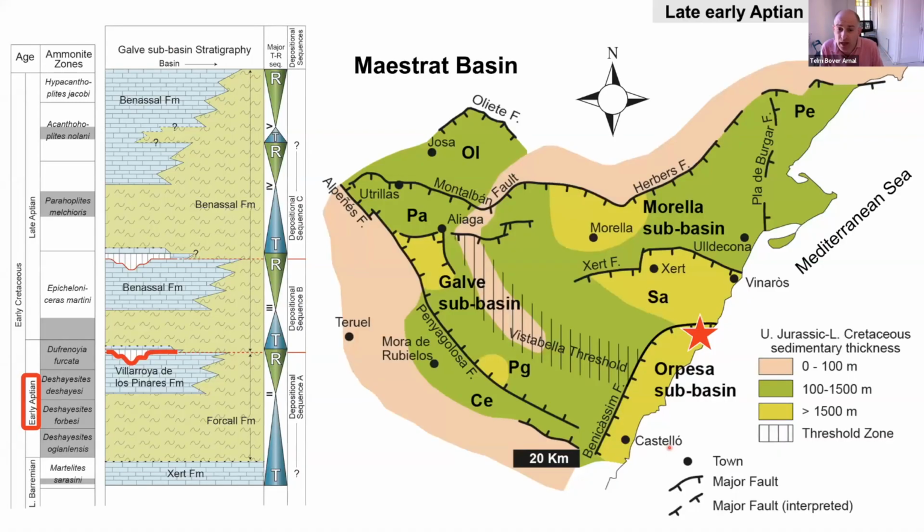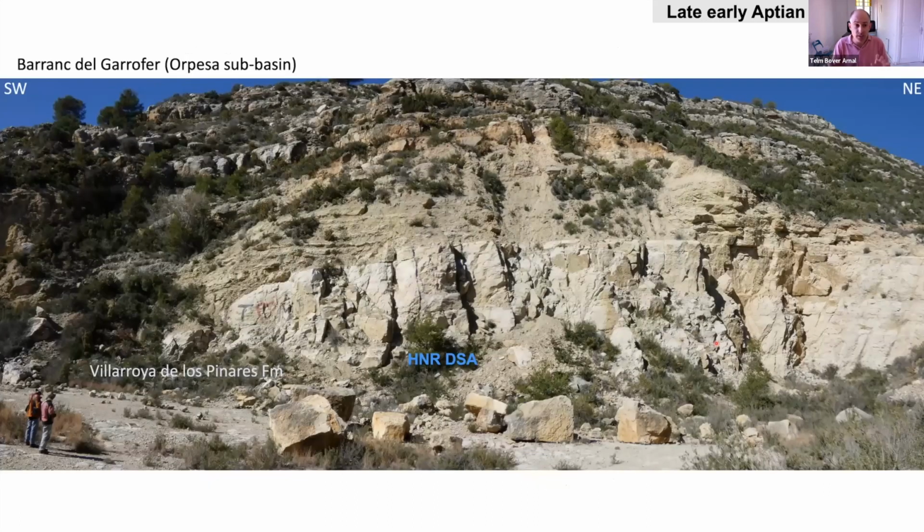So now I've shown you the carbonate platforms that were subaerially exposed as a result of this major relative sea level fall of late early Aptian age in the western marginal part of the Maestrat Basin. We have recognized similar sedimentary features and coeval features in several subbasins of the Maestrat Basin. I will show you only one example in the Orpesa subbasin in the eastern part, just to show you that these major changes in accommodation during the late early Aptian had at least basin-wide, at least regional significance. So this is the Orpesa subbasin.